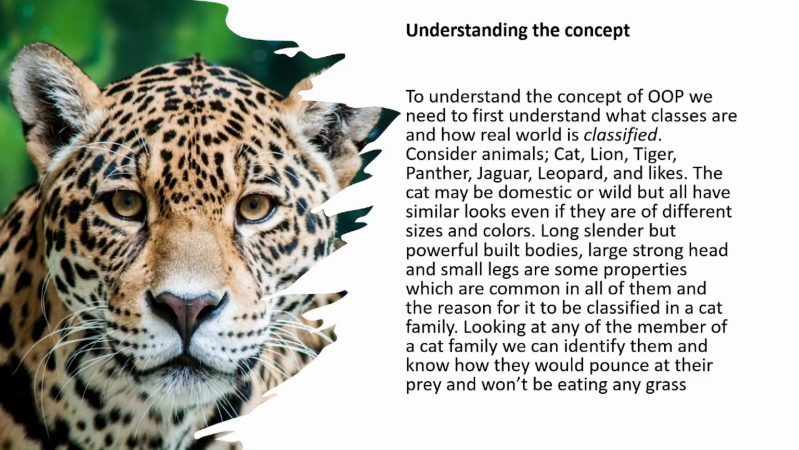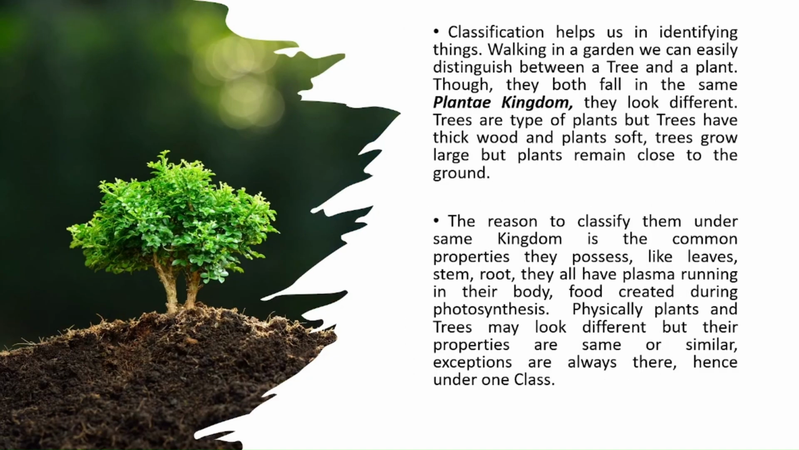So the reason to be classified in a cat family is that they have the same features. But just by looking at one of the members of the cat family, I can actually see that the cat in front of you is not going to eat the grass. It is going to eat you if you're there, provided it is not a domestic one. Okay? Now, classification actually helps to identify things. As you can see, I can identify an object easily.